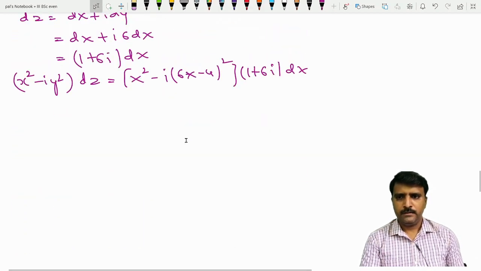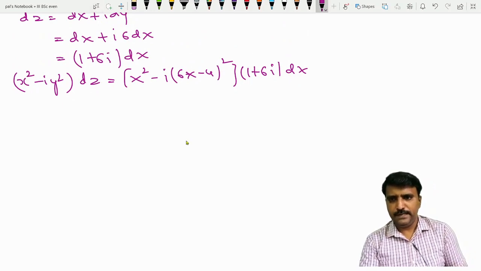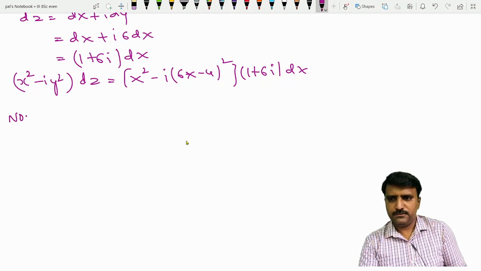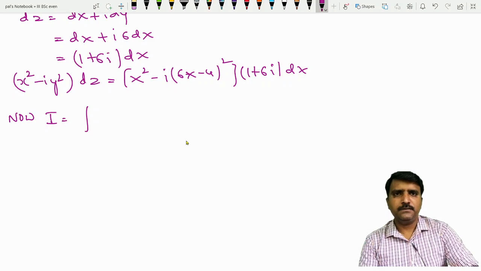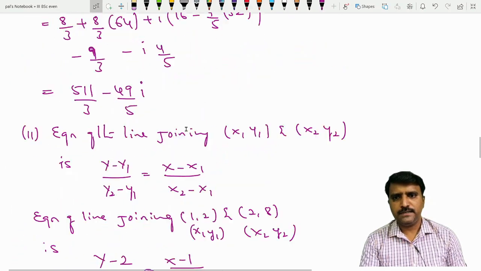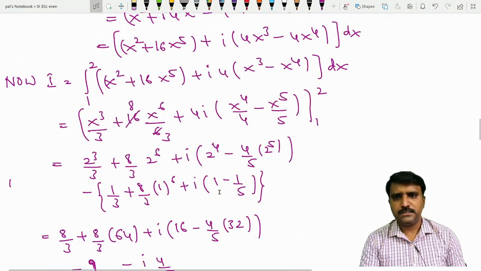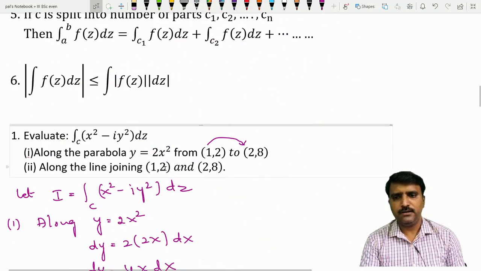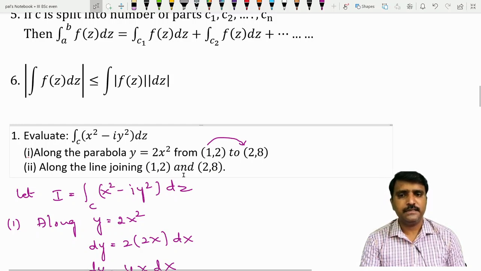Okay, so now we substitute in I. Now I is equal to integration, where we convert all the variables in terms of x. So we have to take the limits of x here. In the second case, along the line from 1 to 8, in this interval, x varies from 1 to 2. If you convert all variables in terms of x, x varies from 1 to 2. If you convert all the variables in terms of y, we have to take the limit 2 to 8.